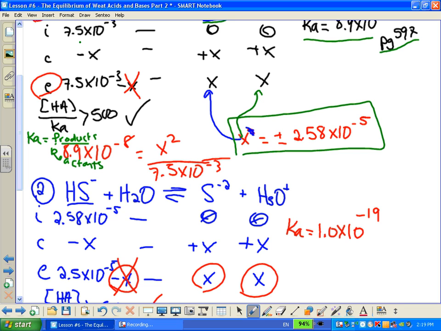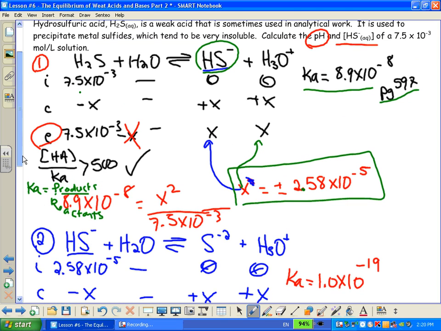The Ka for this equation is 8.9 times 10 to the negative 8. Our products, we use the values we got from E in our ice table. So they're both X, and we're going to put X squared divided by our reactants, which is just 7.5 times 10 to the negative 3. You substitute everything and rearrange it. You end up with X is equal to plus or minus 2.58 times 10 to the negative 5.